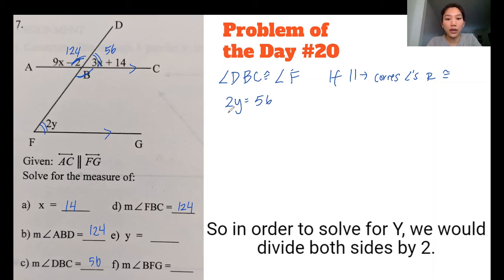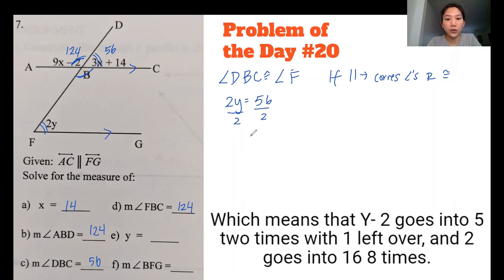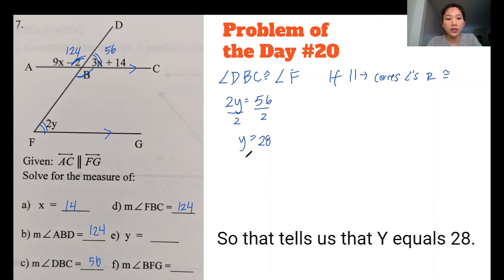So in order to solve for y, we would divide both sides by 2, which means that 2 goes into 5 2 times with 1 left over, and 2 goes into 16 8 times. So that tells us that y equals 28.